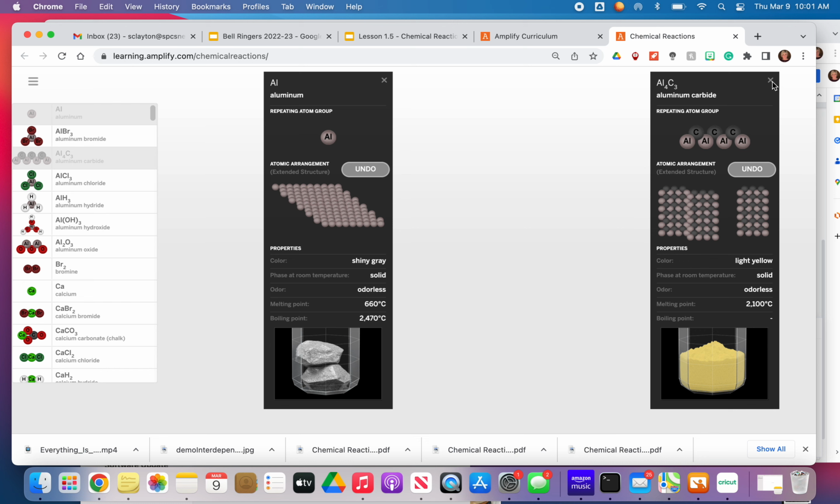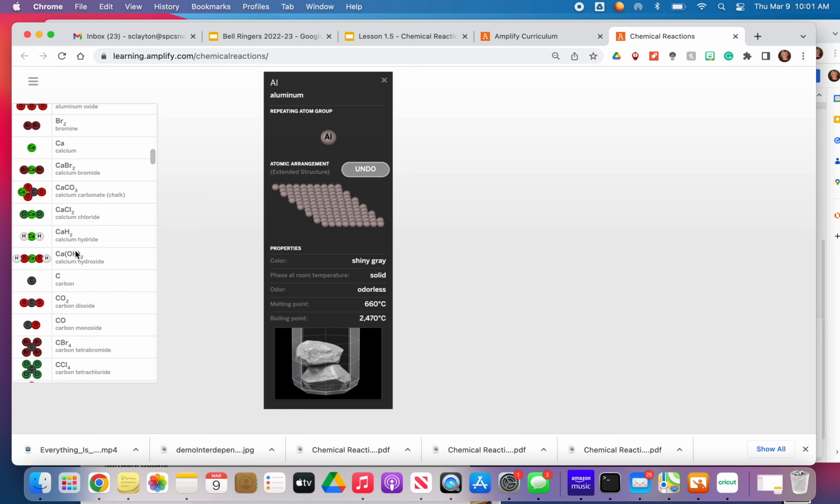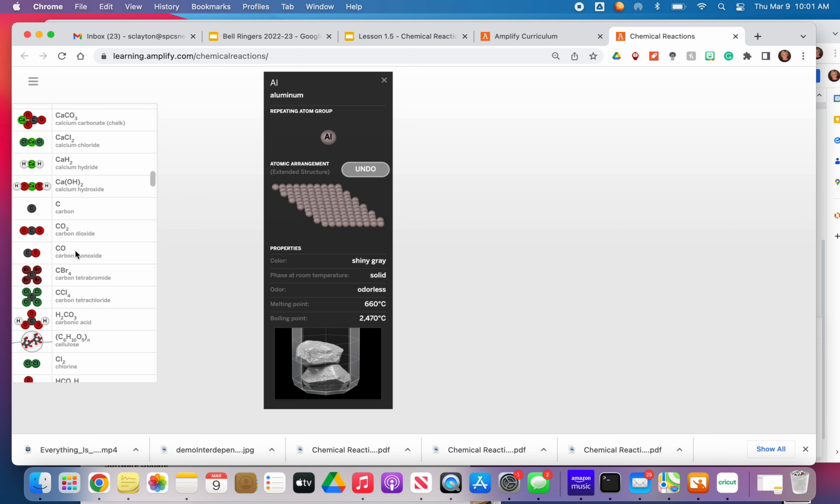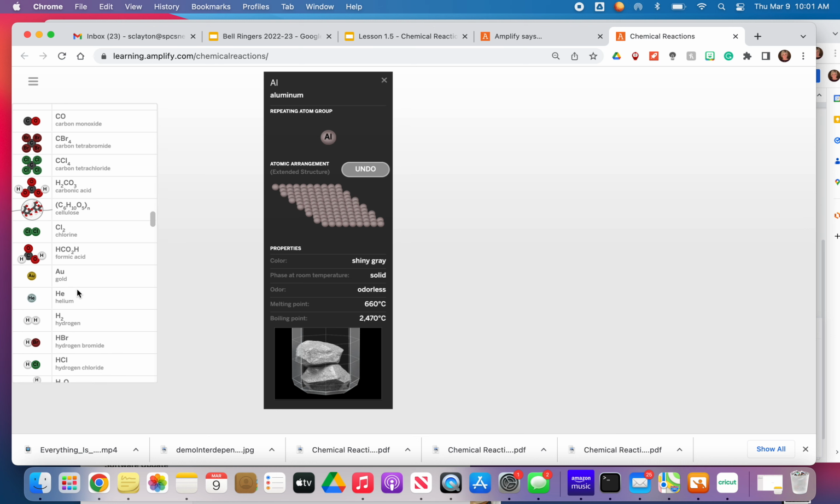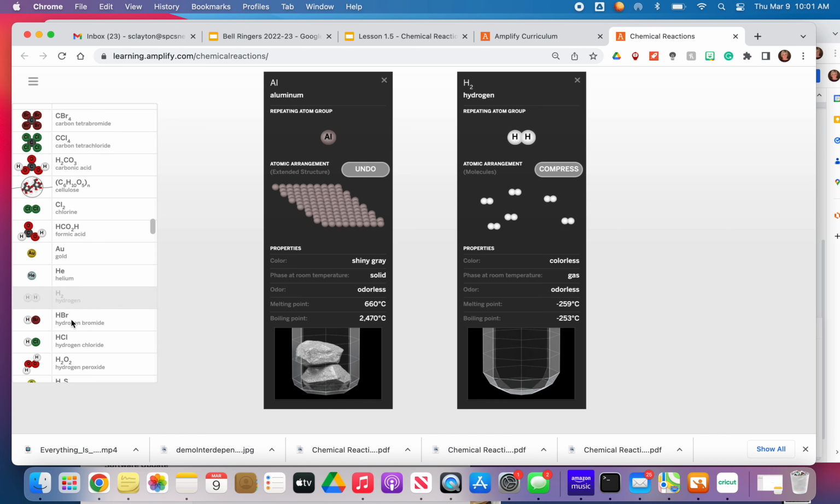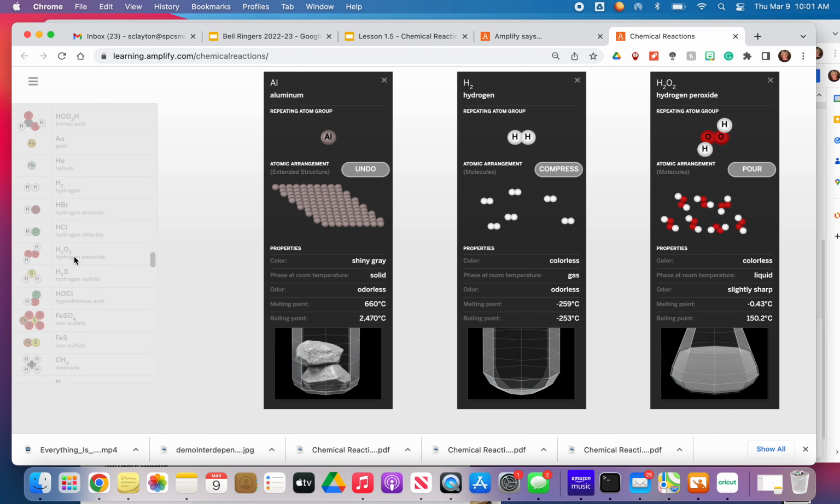I'm going to get rid of aluminum bromide, and I'm going to get rid of aluminum carbide. So you just click on that X in the top right. And I want a solid, liquid, and a gas. So I'm going to take a look at hydrogen, which is my gas, and my liquid is going to be hydrogen peroxide. Okay, so I'm going to come back here to my solid.